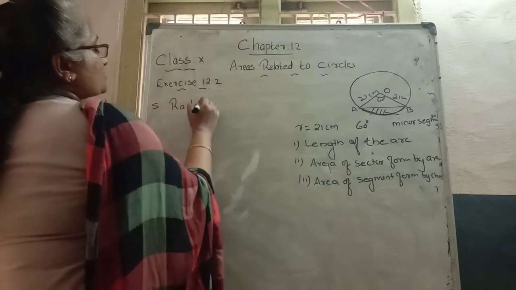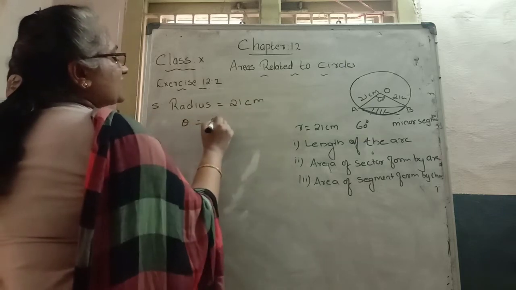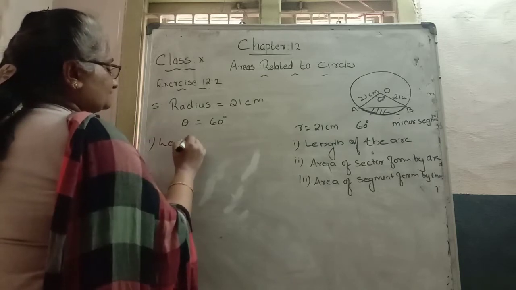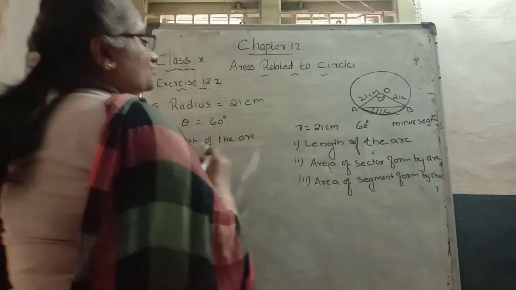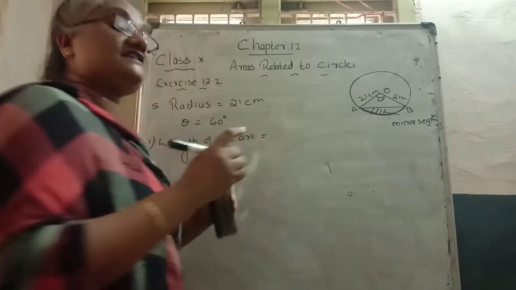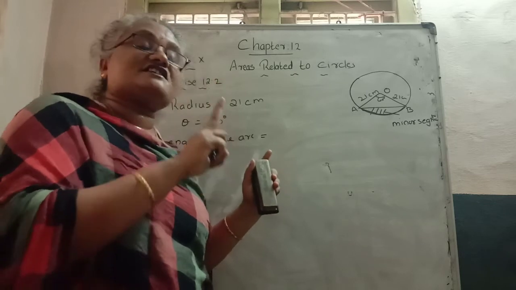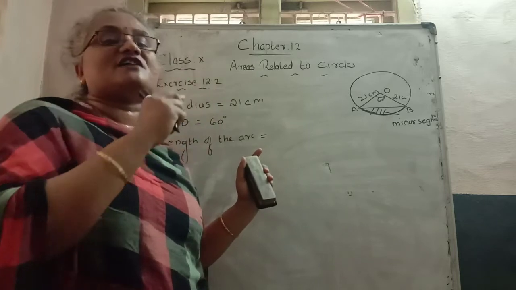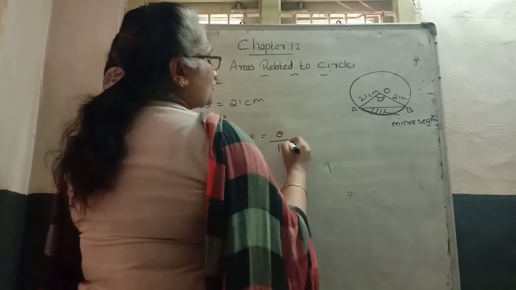Radius is given. So radius is equal to 21 centimeter. Then theta value they given us how much degree? 60 degree. First part, length of the arc. Length of the arc, how to find out? Last class we learned two formulas: without cancelling theta, theta by 360 into 2 pi r, or with cancelling theta, theta by 180 into pi r. Any formula you can use.